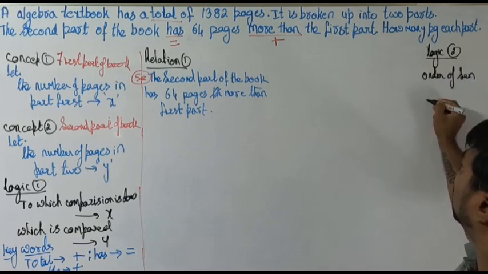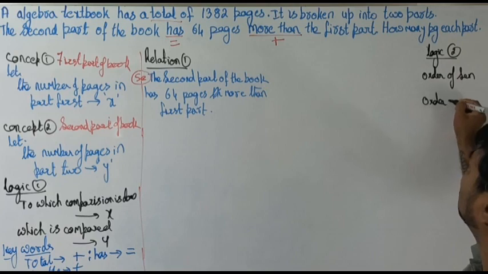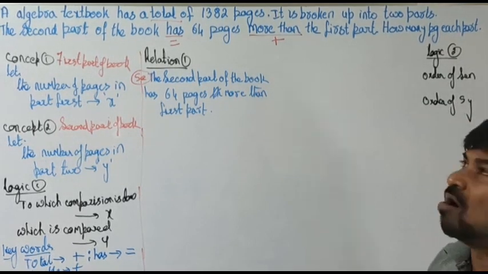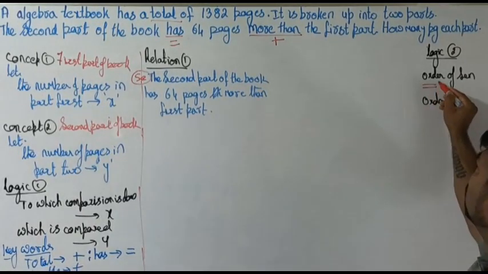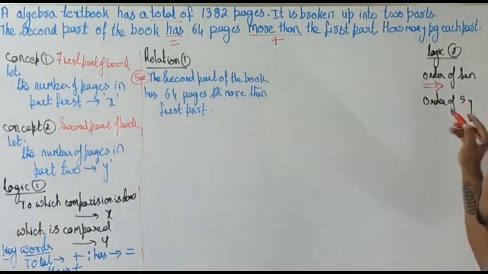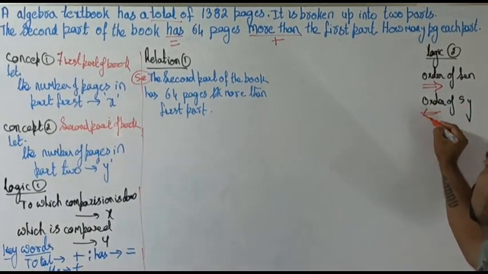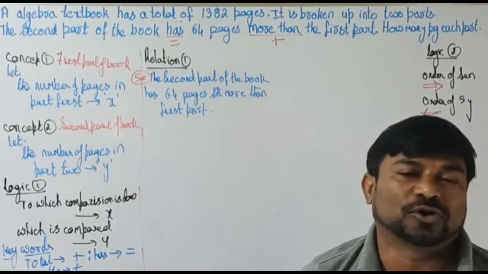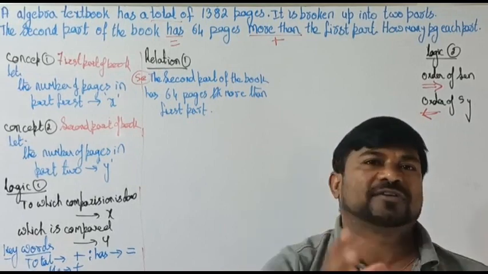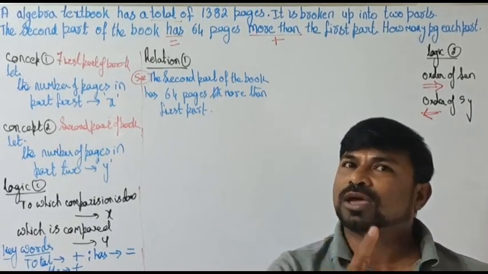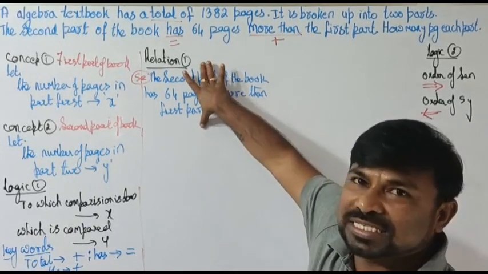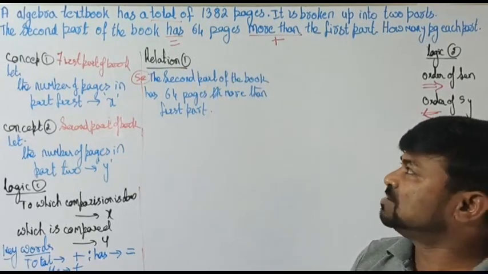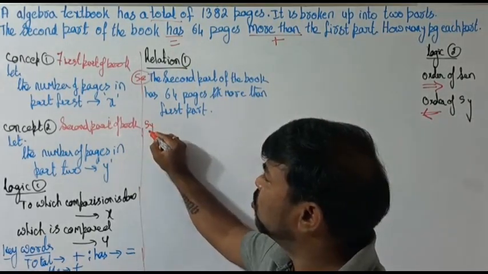The order of the sentence and the order of the symbols are always in the reverse order. If the sentence is moving from left to right, the symbols will be moving from right to left. That's the rule we are supposed to follow. Beautiful logic. For any word problem, you have to remember that. Now this is the sentence form, and we have to convert it into symbolic form.